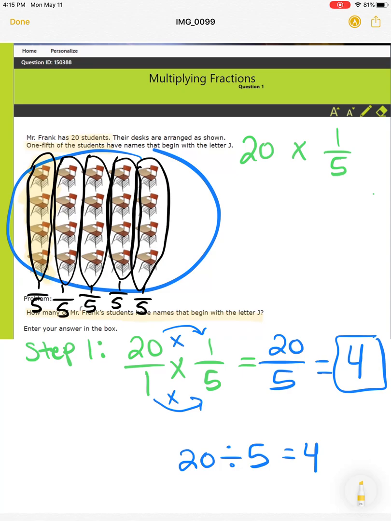That means that just one of those groups begin with the letter J, which if we count them, we have 1, 2, 3, 4 chairs. So the answer stays the same as 4. 4 students have a name that begin with the letter J.